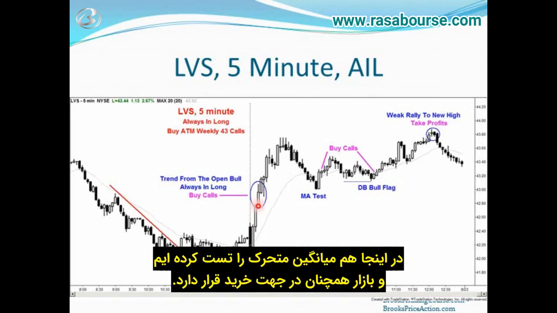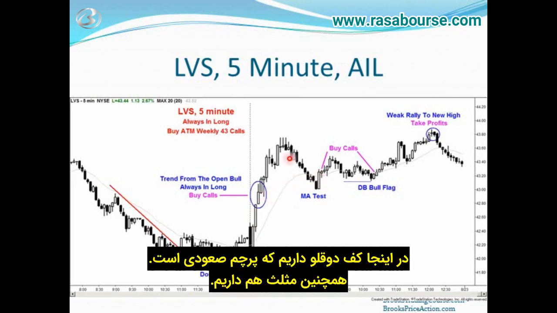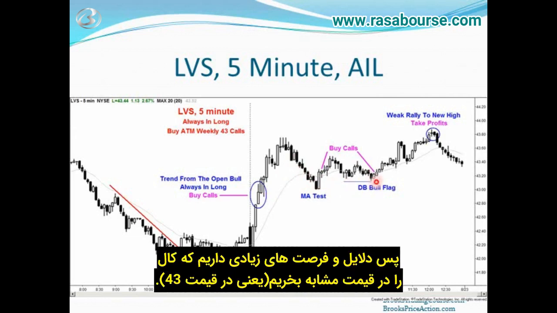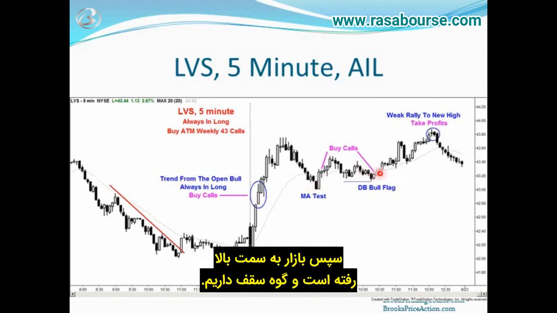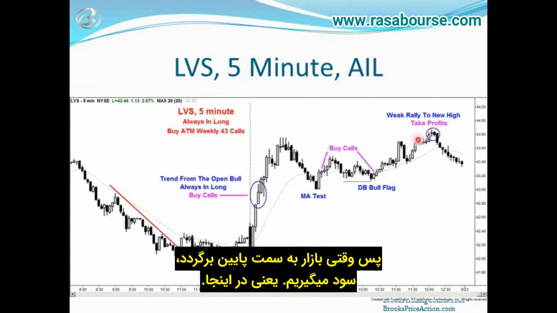You could also, we have a test of the moving average. The market's still always in long. You could buy calls here. We have a double bottom bull flag and a triangle. Looks like the market's going higher. You can buy calls here. So you had several reasons and several opportunities to buy the at the money 43 calls. Once the market gets here with a wedge top and the higher high, major trend reversal, you take your profits as the market's turning down right here.